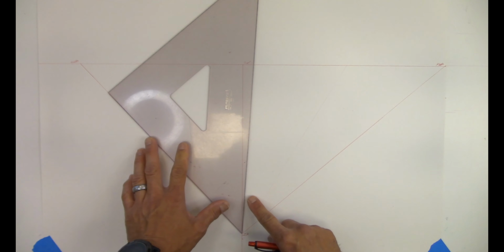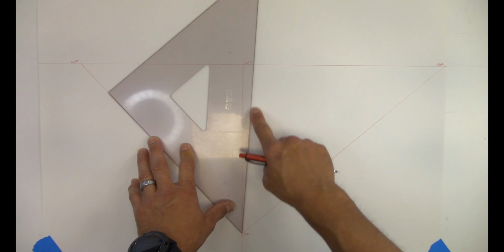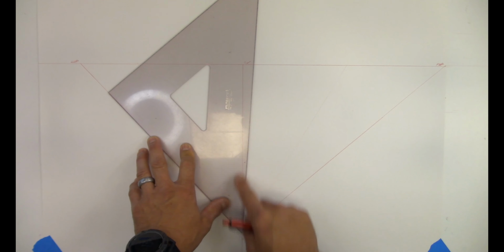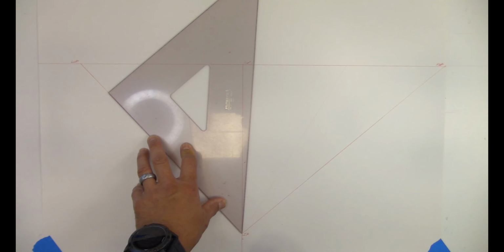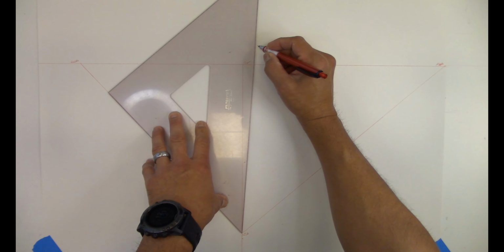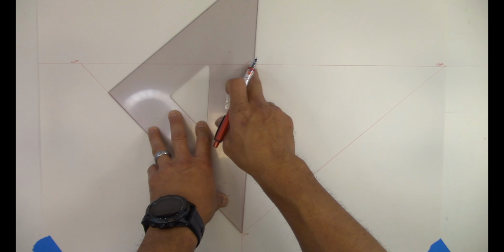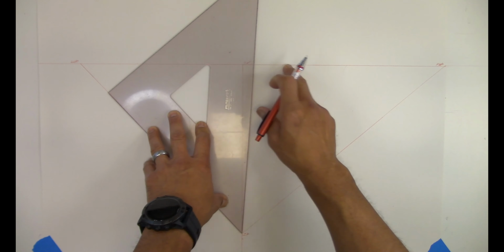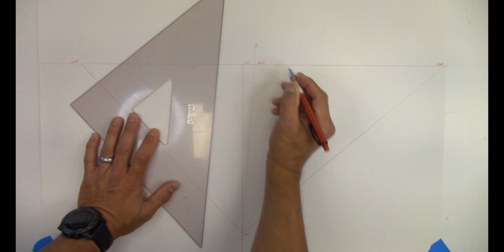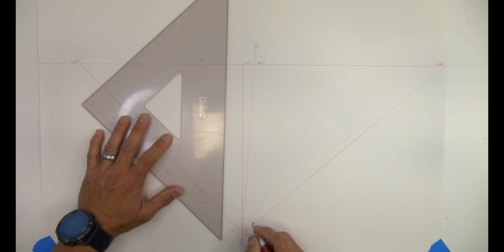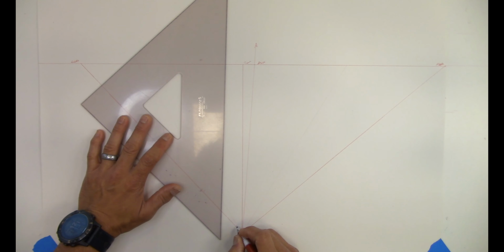Okay, so I have it lined up here, which gives us a 45-degree angle, and it lets us know exactly where our diagonal vanishing point is. As it crosses the horizon line, that becomes our diagonal vanishing point. And again, this is a 45-degree angle here, so I'm going to write 45 degrees here.